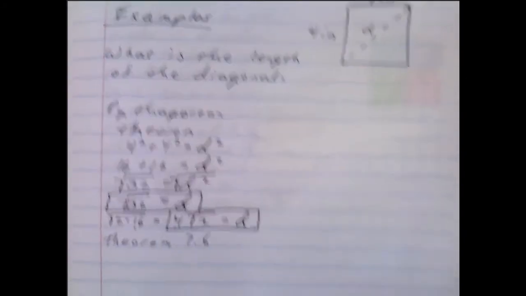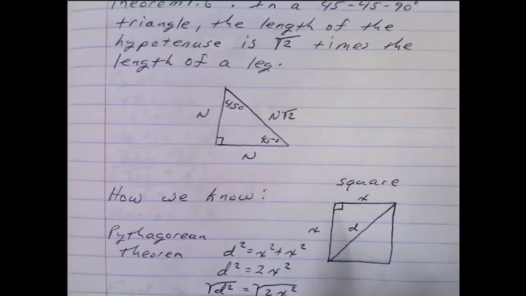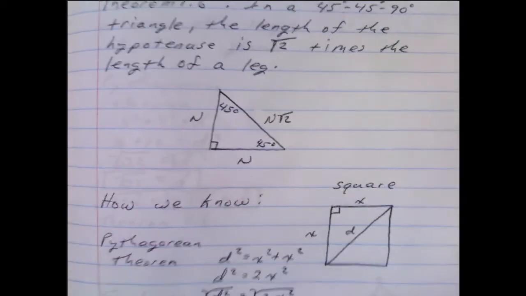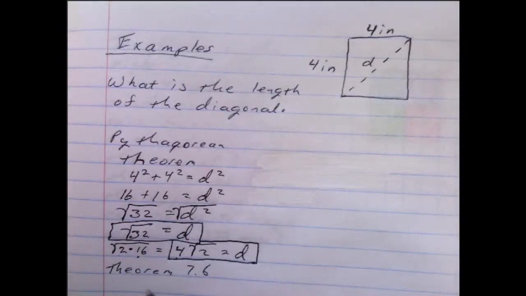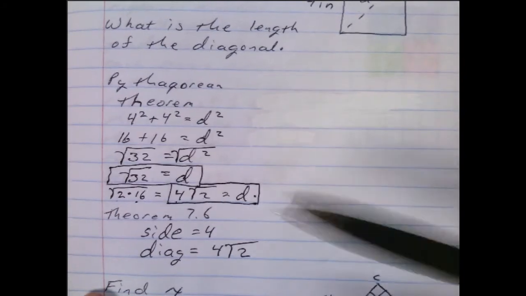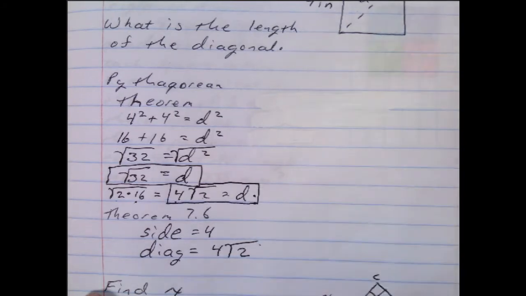The other way that we can do it is using our Theorem 7.6. So if you remember from over here, we have our Theorem 7.6, which tells us that whatever the side length is, it's times the square root of 2. So if I look over here, whatever my side length is, I'm taking it times the square root of 2, so my side equals 4, so the diagonal equals 4 square root of 2, which is what we found up here. So two different ways of doing the exact same thing. Okay, side was 4, so the diagonal is 4 square root of 2. We have them in both places.